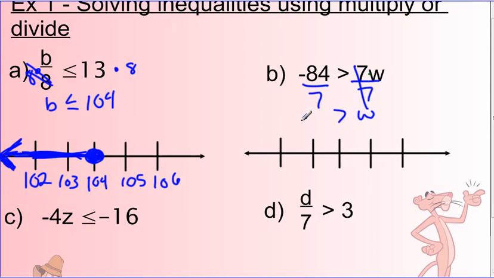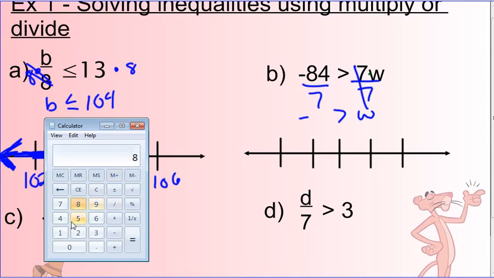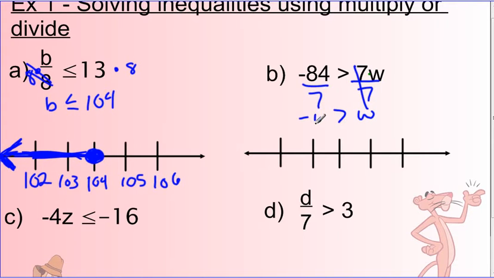It's going to be a negative something. 84 divided by 7 equals 12. So we got a negative 12. Before I do anything here, my variable is on the wrong side, so I'm going to flip-flop everything. So w goes here, negative 12 goes there, and I change the direction of the inequality.